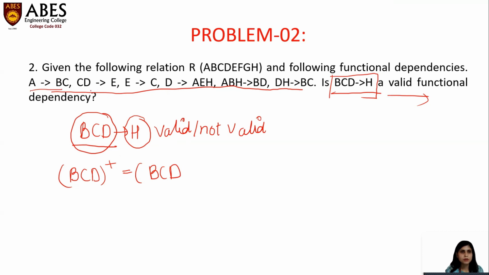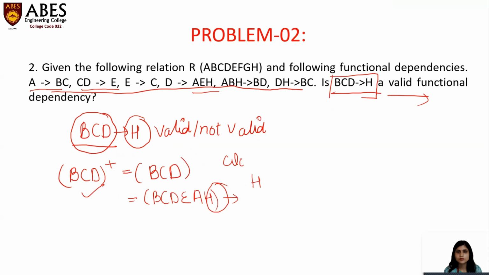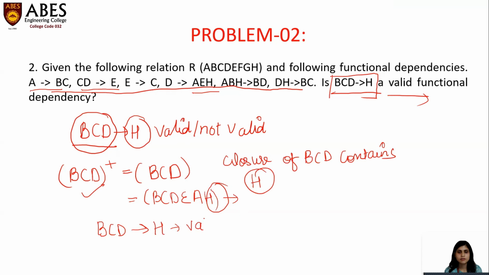Now let's check one by one. We can't use this functional dependency, but we can use CD to E. So from CD we can determine E, and from E we can determine C, which is already in the closure, so we need not write it again. From D we can determine AEH. E is already here, so we can write A and H. Now we need not move further, because here we just wanted to know whether the closure of BCD contains H or not. Since the closure of BCD contains H, we can say that this dependency BCD to H is valid.